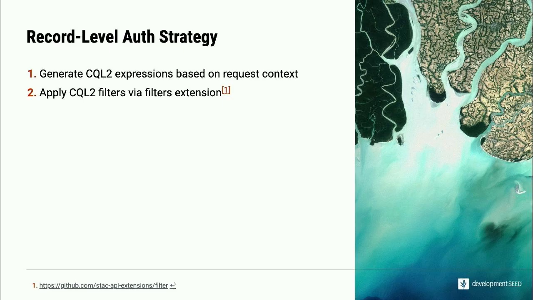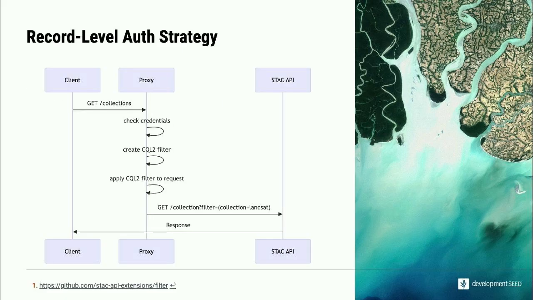Okay, so the way that works is we ask people to generate CQL2 expressions based on request context, and then the stac-auth-proxy applies that CQL2 expression to the requests before they go to the upstream STAC API via the filters extension. So the flow looks like this.